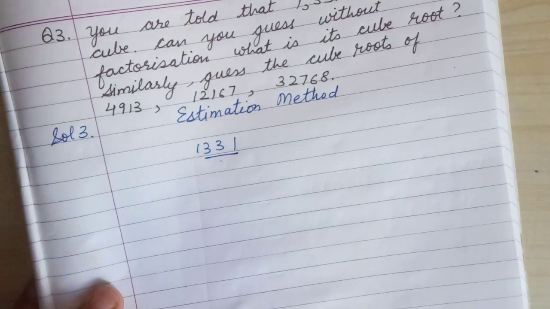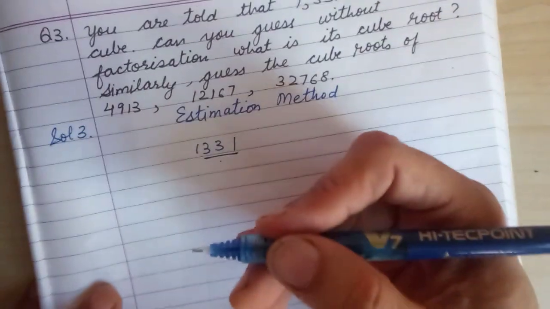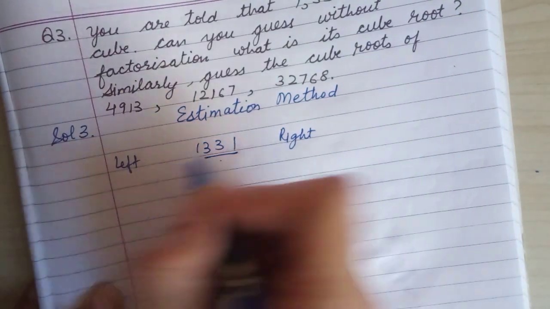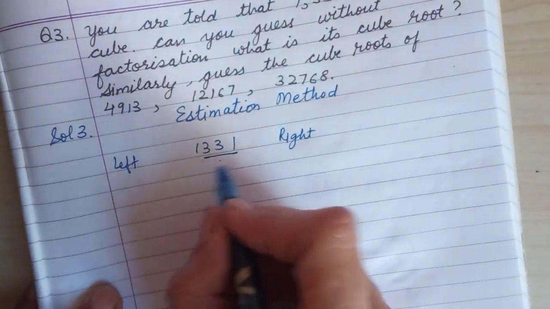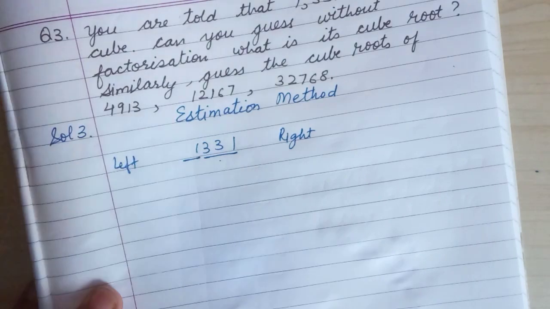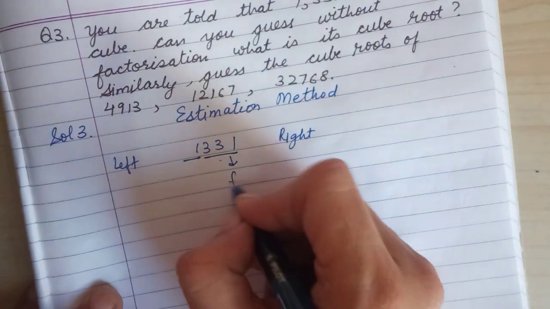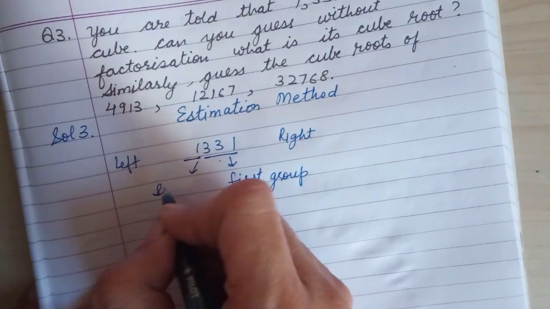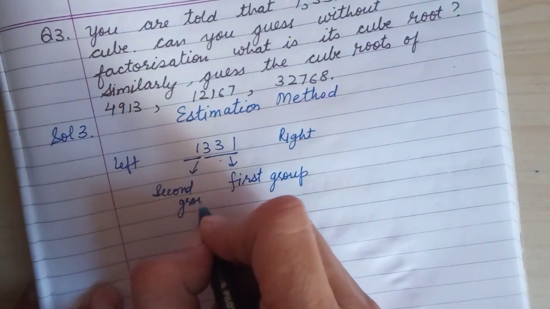We will make groups of 3. We will start from the rightmost digit. This is the right side and this is the left side. From the right side we will mark the group of 3, and all the remaining numbers will come in the second group. This is our first group and this is our second group.